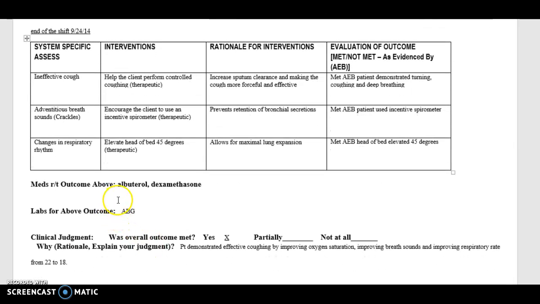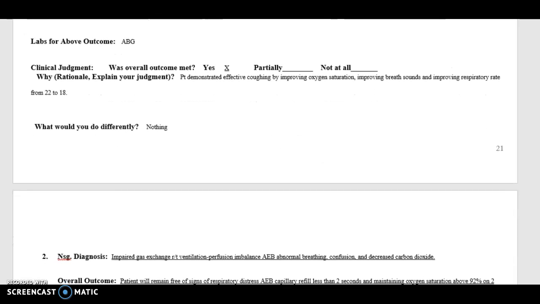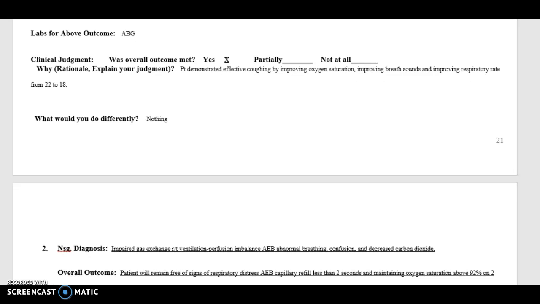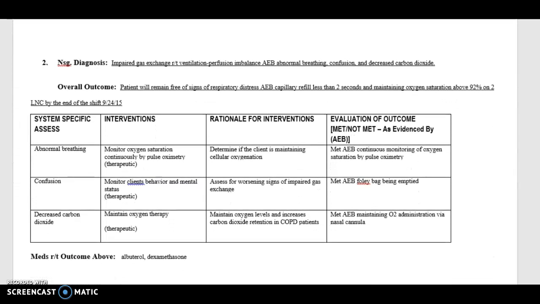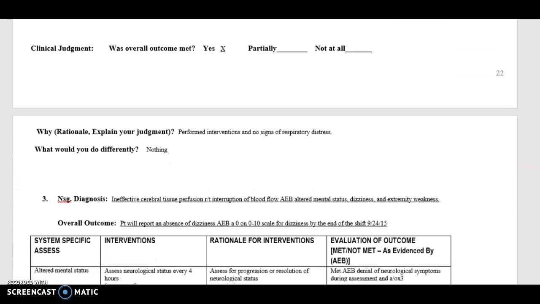Okay, and you see any meds related to the outcome, albuterol, dexamethasone. You should really put what the dosing was. Any labs, you see ABGs here. Was the overall outcome met? Yes. Why? At the bottom, patient demonstrated effective coughing by improving O2 sat, improving breath sounds, and improving the respiratory rate. So then, what would you do differently? Nothing, or you could describe what you would have done differently, how you would change the plan. And you would do the same thing for each of the subsequent nursing diagnoses.